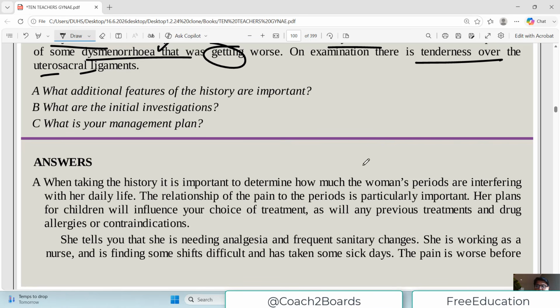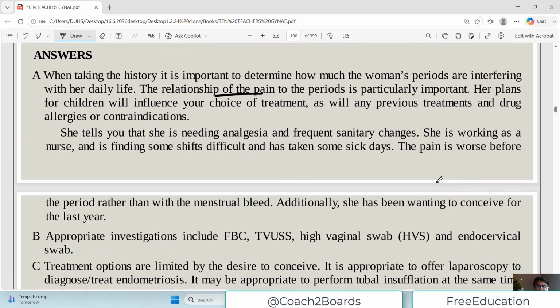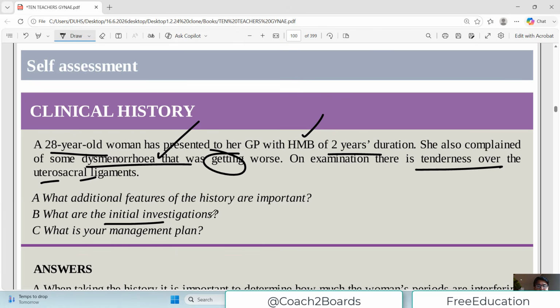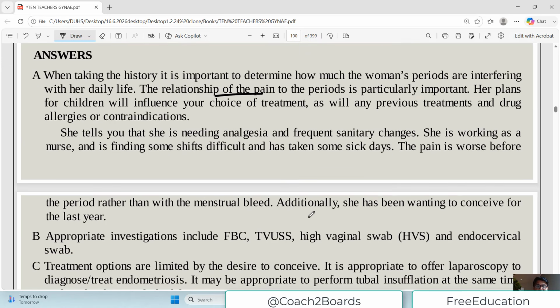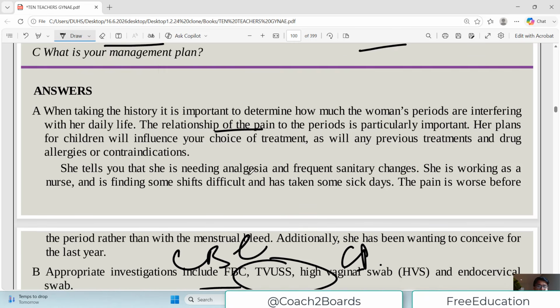Obviously, when you are taking history, you have to identify all the details of the pain, and the relationship of the pain to the periods. For example, is the pain coming first or is it coming with the periods? Every single point is important. Then the next question is, what are the initial investigations? Again, it goes in the same pattern. You do the blood test, you do the radiology, you do relevant investigations such as transvaginal ultrasound, and blood tests including FBC or CBC, complete blood count.